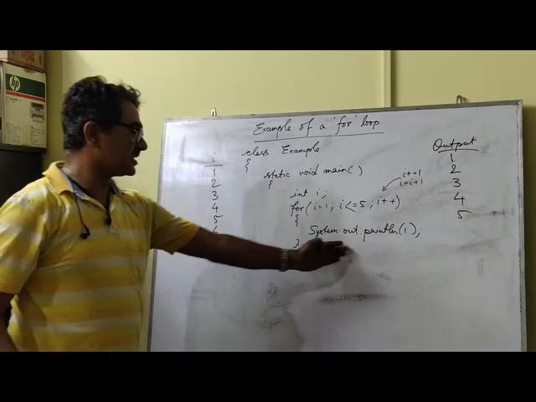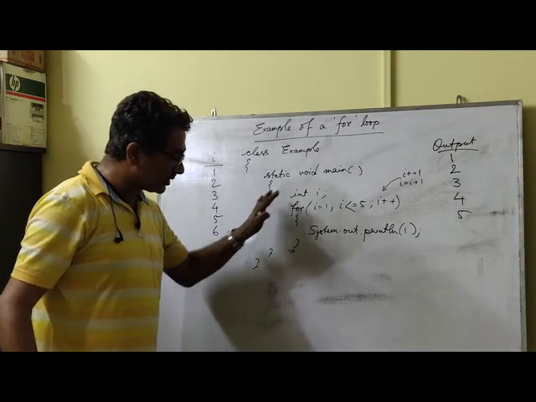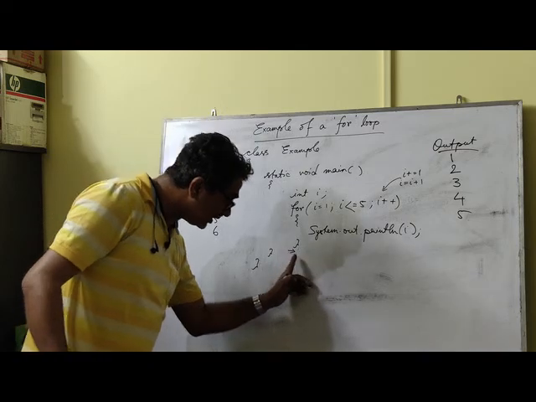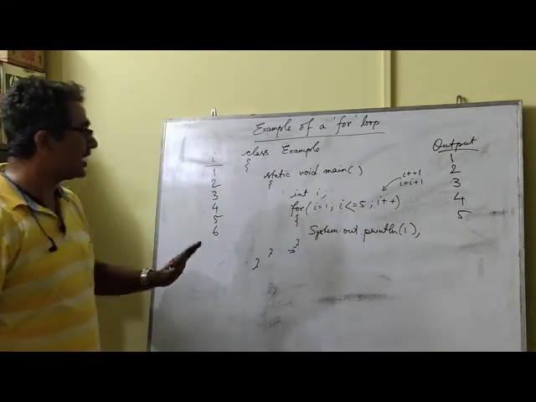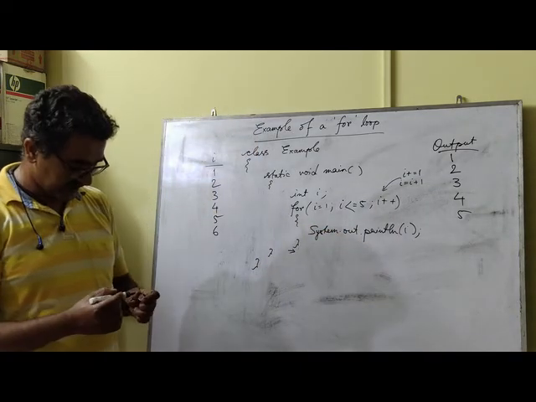So if there is any statement you write over here, it will be executed only after executing this particular loop. Only after all the iterations are done, only then this part gets executed. So in this case, we are going to get the output as 1, 2, 3, 4 and 5.